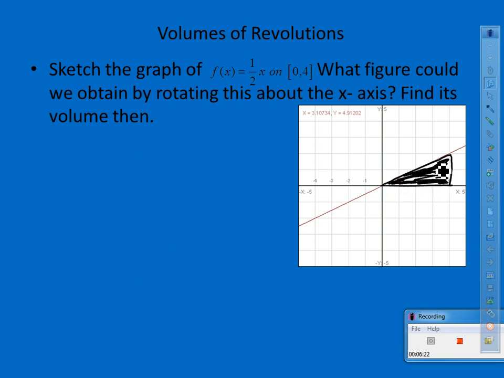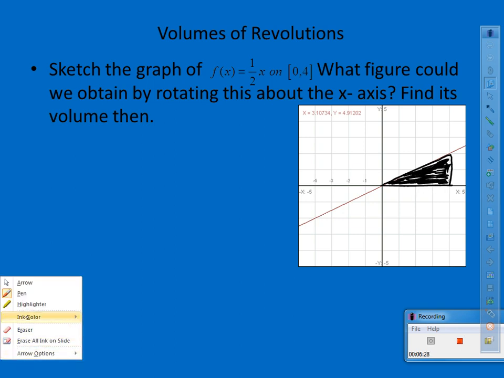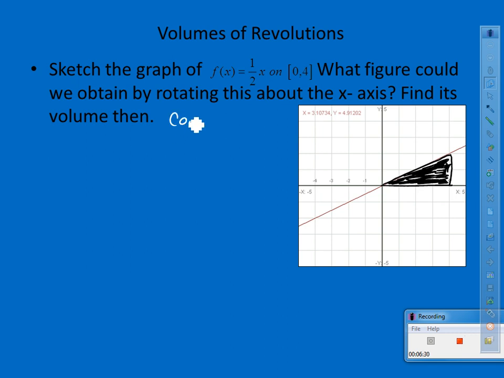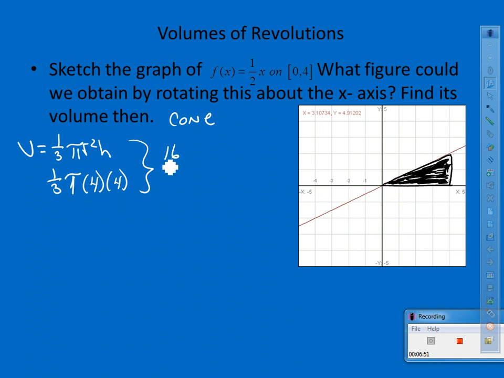When I start rotating this about the x-axis, I'm going to start spinning it really, really fast. I'm hoping that you notice that that's going to be a cone. So the volume of this cone is going to be 1/3 pi r squared h. So it looks like 1/3 pi. It looks like my radius up here is 2, so 2 squared is 4. And it looks like my height of this thing is also 4. So the volume of this thing is 16/3 pi. Technically units cubed. Like I said, I'm going to come back and get that in a little bit.